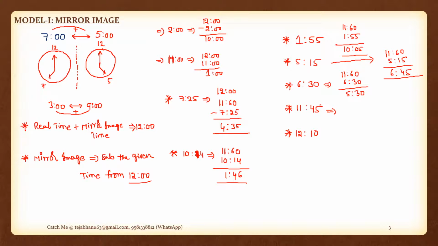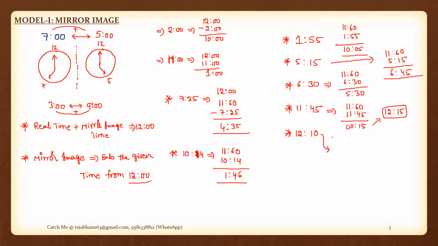What is the mirror image of 11:45? If you subtract it from 11 hours 60 minutes, you'll get 00:15. That means 00 is 12, so the answer is 12:15. Right. Next one.